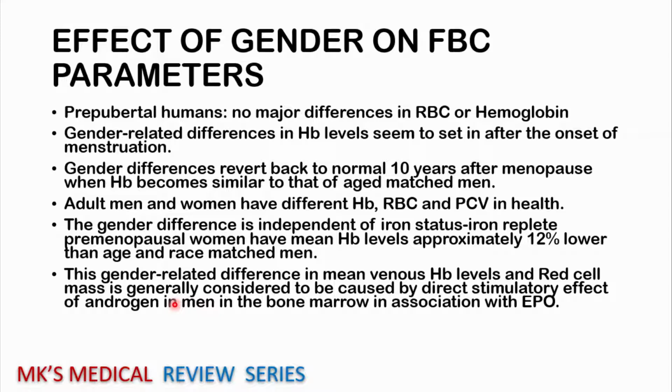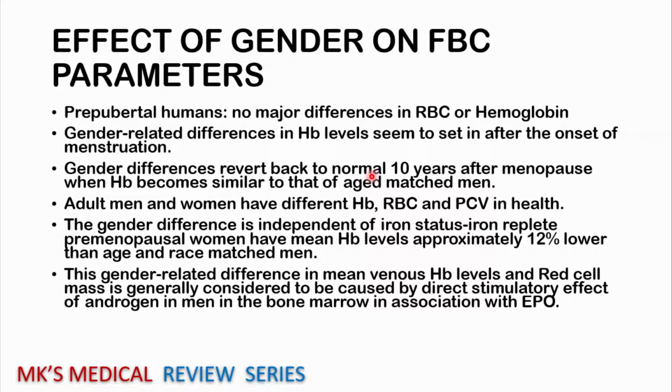Then adult men as well as adult females are going to be having different HB. They're going to be having different RBC levels. They're going to be having different hematocrits or PCV in health status. Then the gender difference is going to be independent of iron status. Remember that iron replete premenopausal women have a mean HB that is approximately 12% lower than their age and race counterparts, the same men.